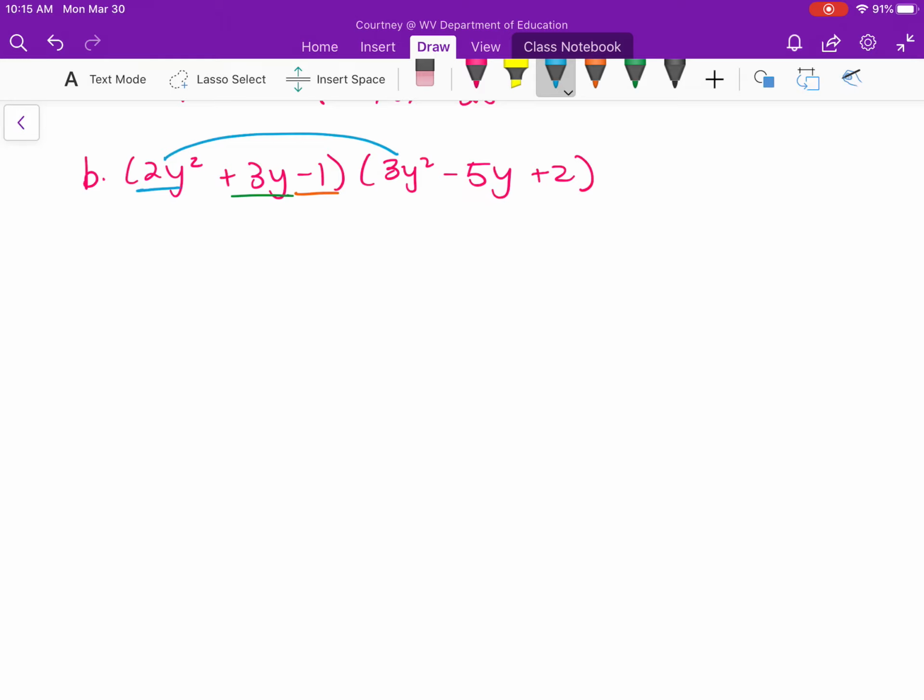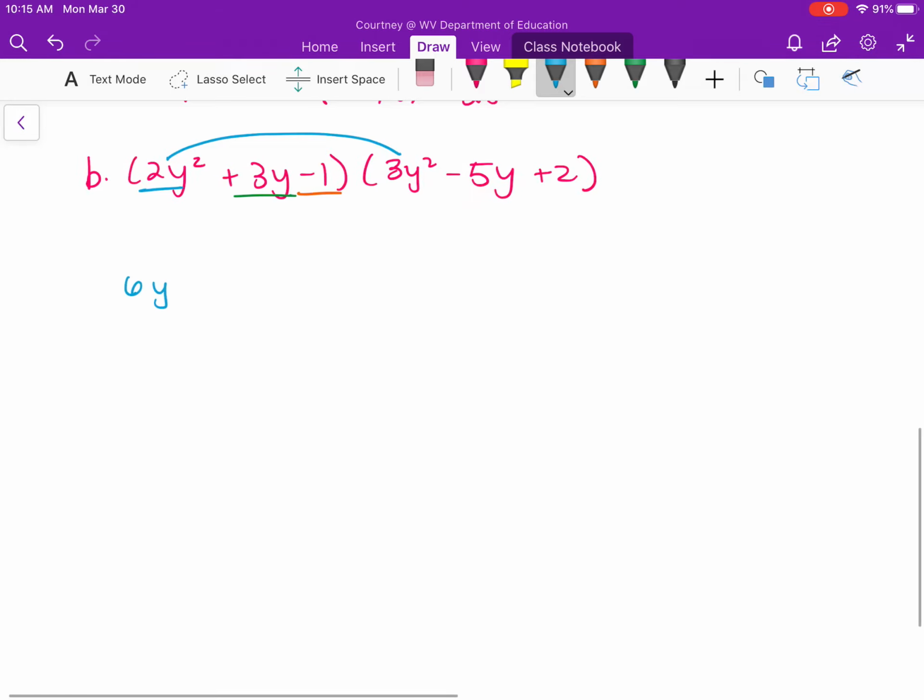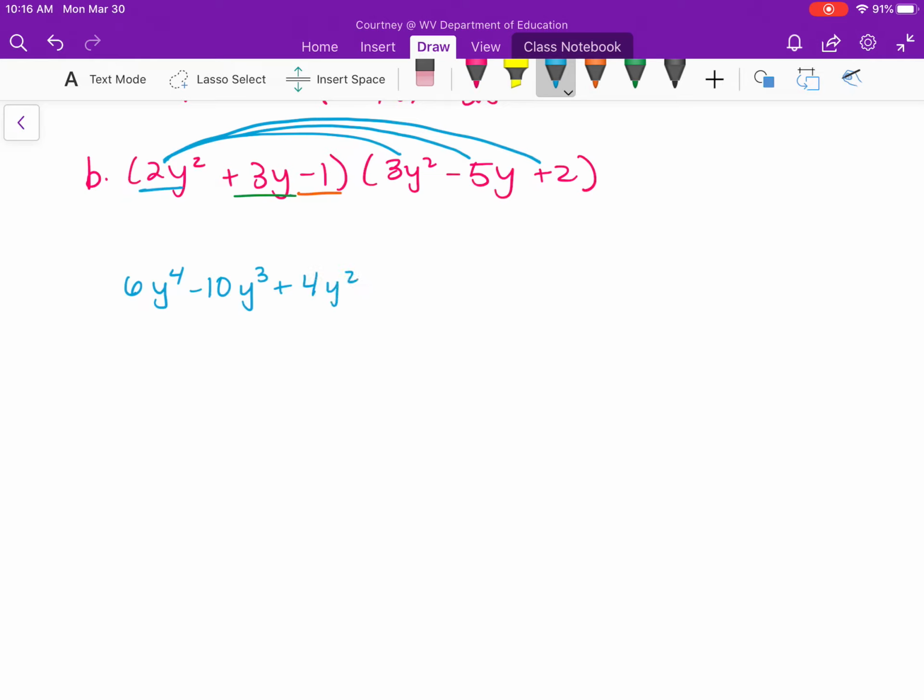First goes to here. 2 times 3, 6. We have y squared and y squared, y to the 4th. Next term goes to this. So 2 times negative 5, negative 10. We have y squared and y to the first power, so that's y cubed. And last, it goes to the positive 2. So we just have 2 times 2 is 4, y squared.